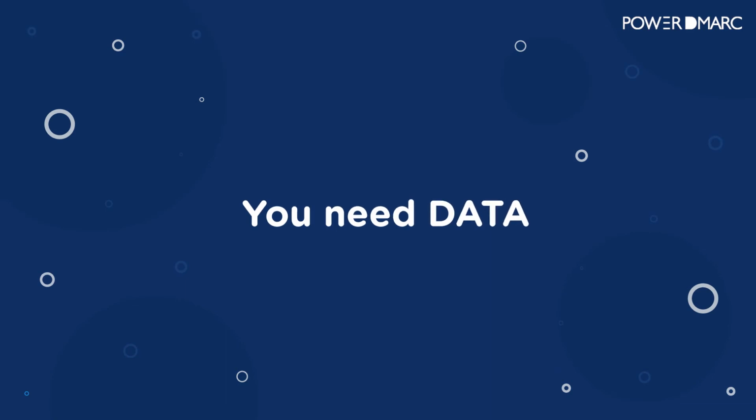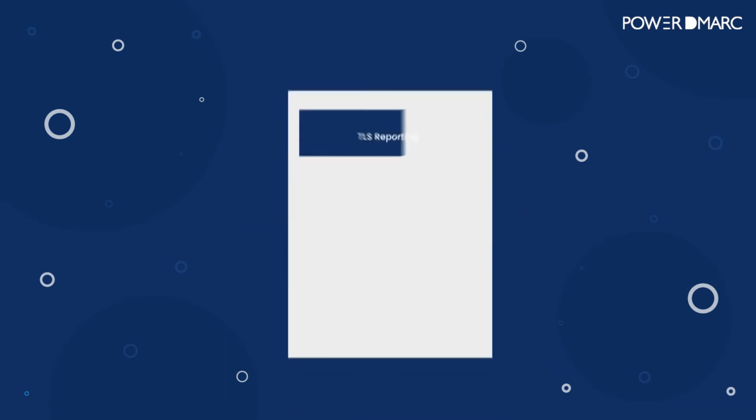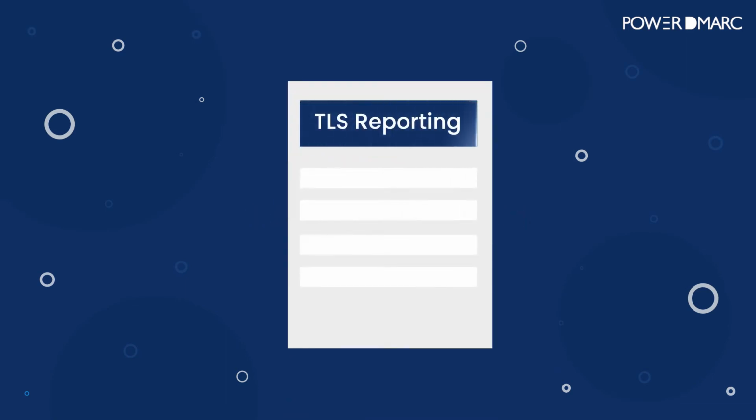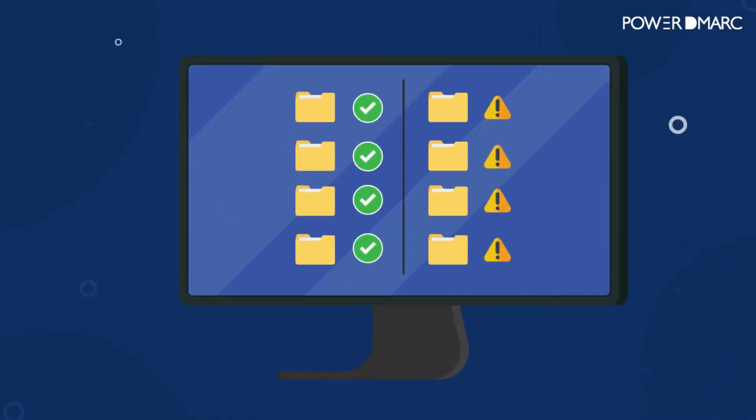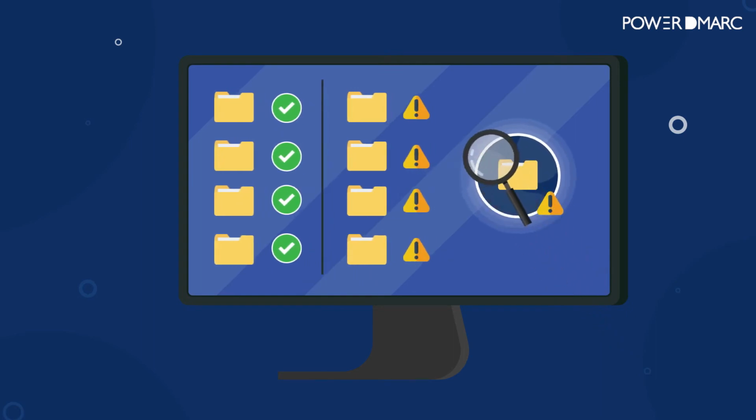For that, you need data, which comes in the form of TLS reporting, your eyes on the inside. TLS reporting gives you daily reports on the status of emails sent to your domain, showing exactly which emails experienced failure of any kind. It lets you see where you're having problems with email delivery, so you have all the data you need to fix the issue.